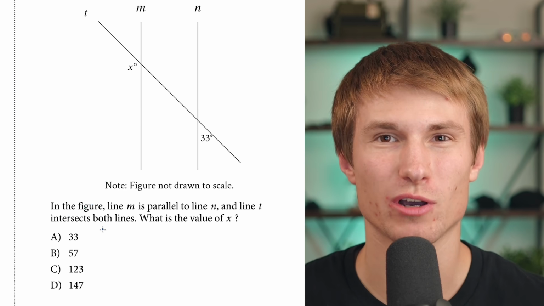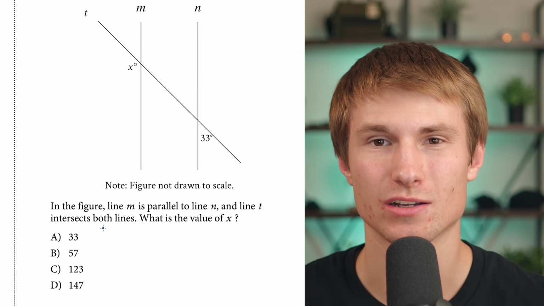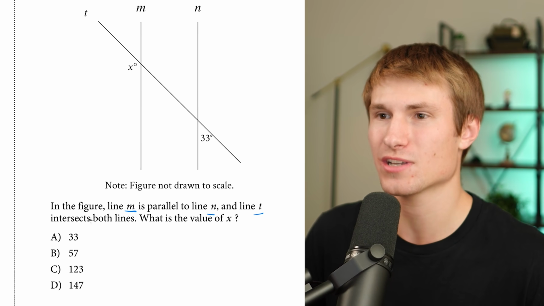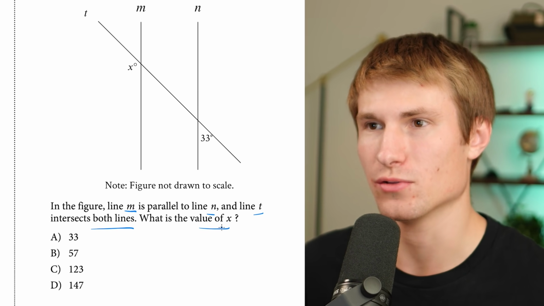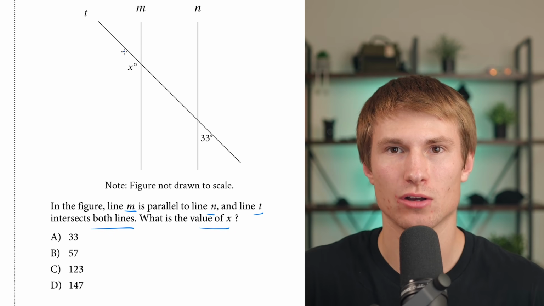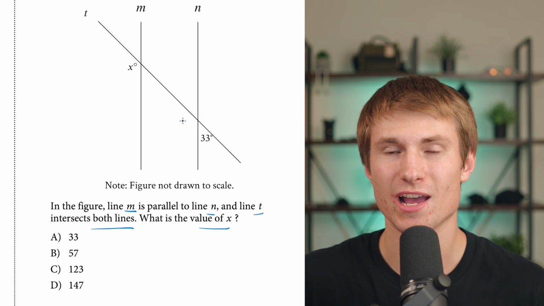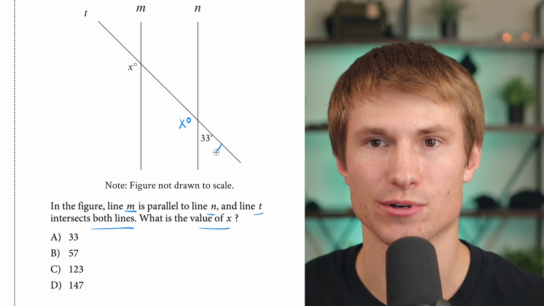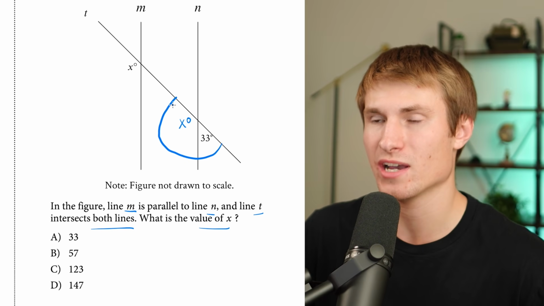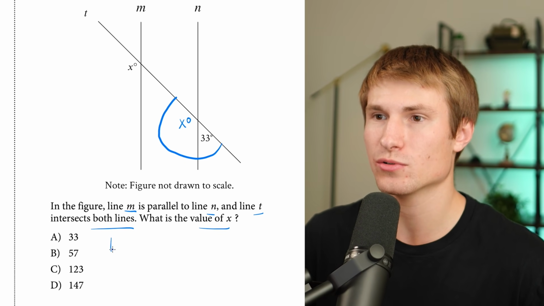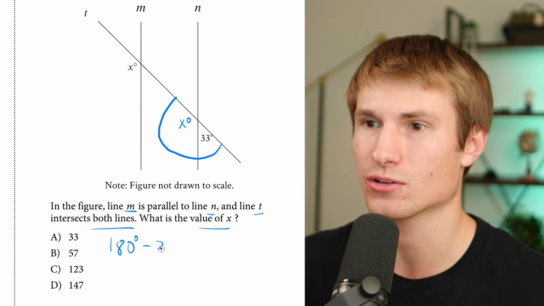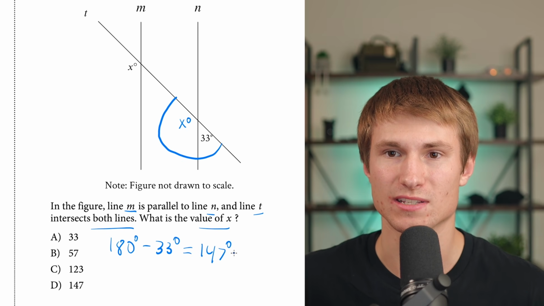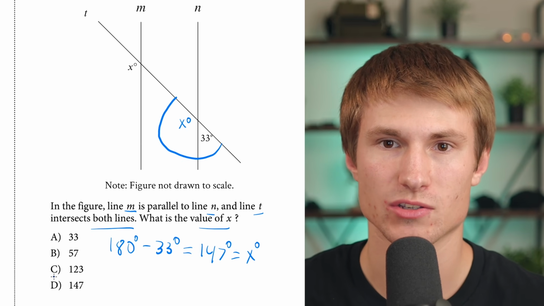Here's how to answer this question about intersecting lines on the SAT. Question 3 states, in the figure, line M is parallel to line N and line T intersects both lines. What is the value of X? Well, since M and N are parallel and line T is intersecting them, we know that X is going to be the same as the angle X I just drew next to that angle 33. Now, we also know that a semicircle has 180 degrees in it, so all we have to do is 180 degrees minus 33 degrees, and that will give us our answer of 147 degrees as the angle X. So our answer is D.